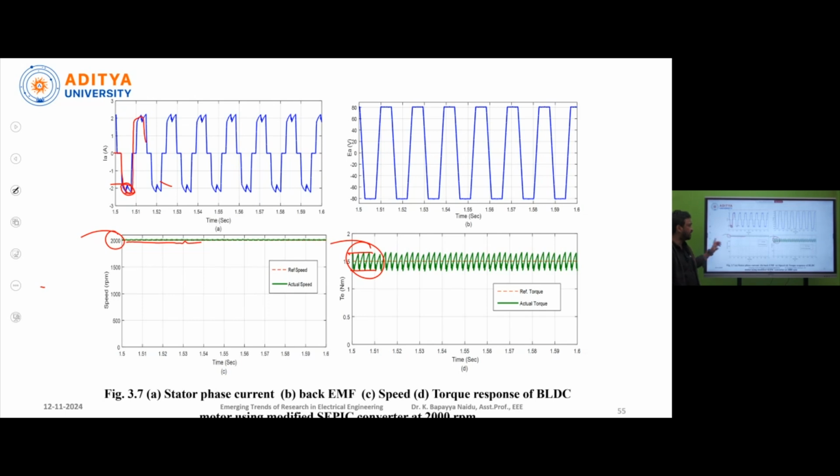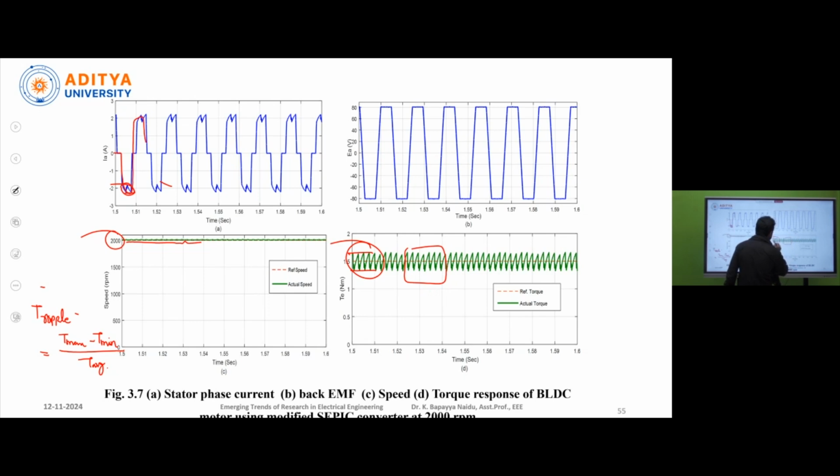In the chat box, one of the students asked me how we can calculate the torque ripple. I have already discussed it previously, but once again I will explain. For calculating the torque ripple there is one formula: torque ripple equal to T maximum minus T minimum divided by T average. Here T maximum means if you consider this spot.